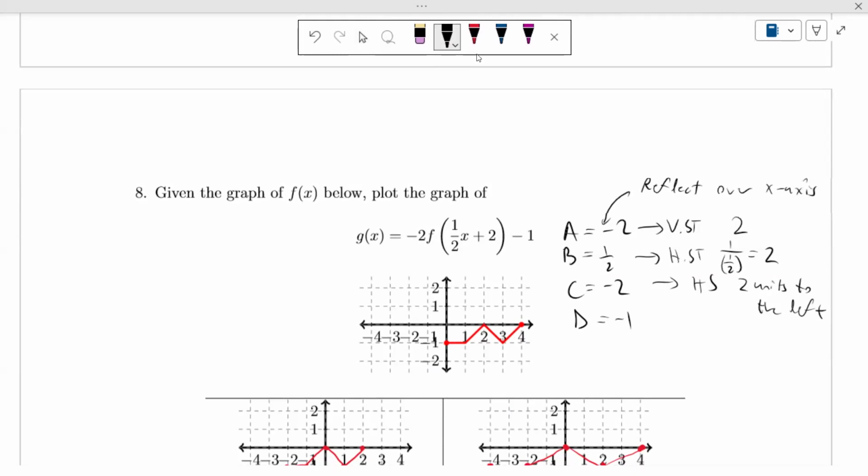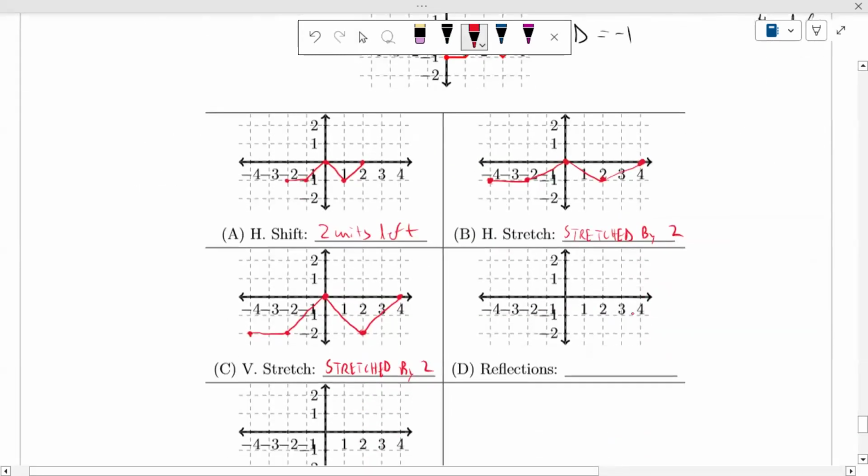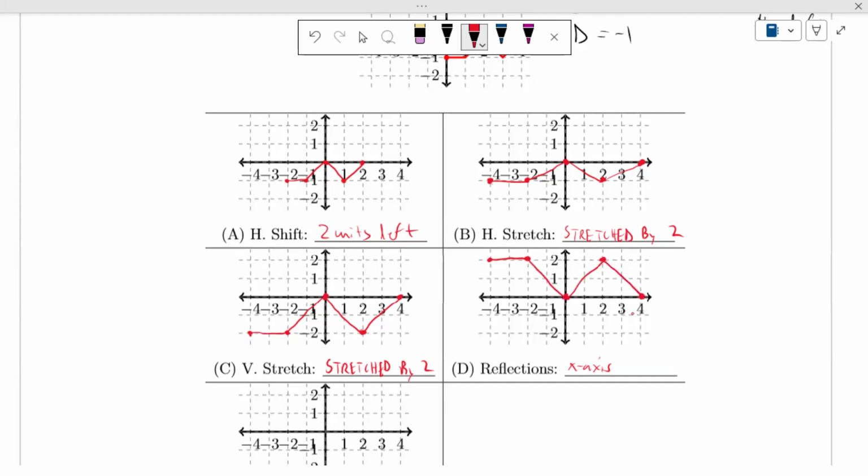So over here under reflections, I'm going to write reflection x-axis. And so all of my y values are going to flip over the x-axis. This was a y value of -2. Now it's going to be over here at +2. This was -2. Now it's going to be at +2. This was 0, still 0. This is going to flip over to be +2. And this is still 0. Any questions on that?